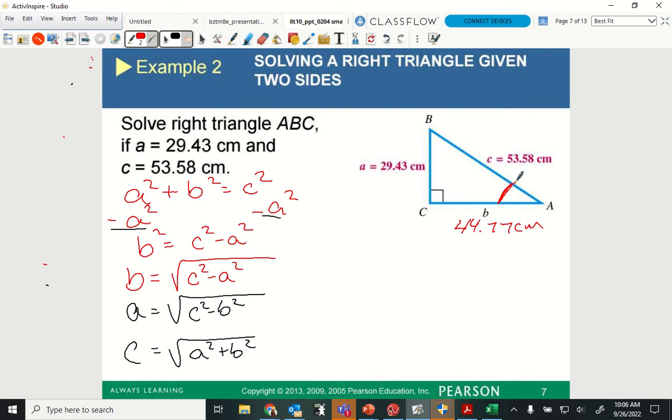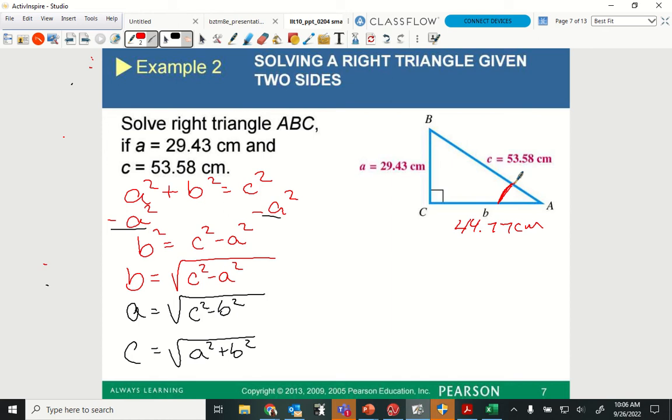Now, since I know, I always want to go with the ones that I know first. Am I going to use the 44.77 in my formula to find it? No, I don't want to. Because if I made a mistake right there, then my next one's also going to be wrong.